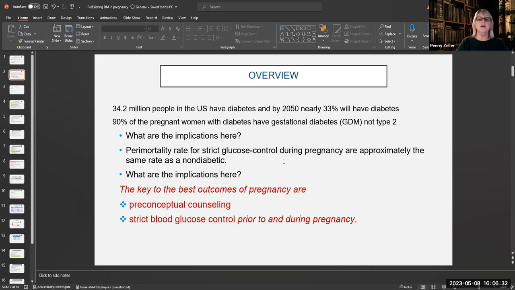Okay. If we help women with hyperglycemia control their glucose during pregnancy, a really strict control, their risk for any problems, any poor outcomes, are no different than someone who's not a diabetic, as long as she's controlling her sugar, okay? So strict blood glucose control prior to and during pregnancy, and preconception counseling. These are two important things that we need to be aware of.